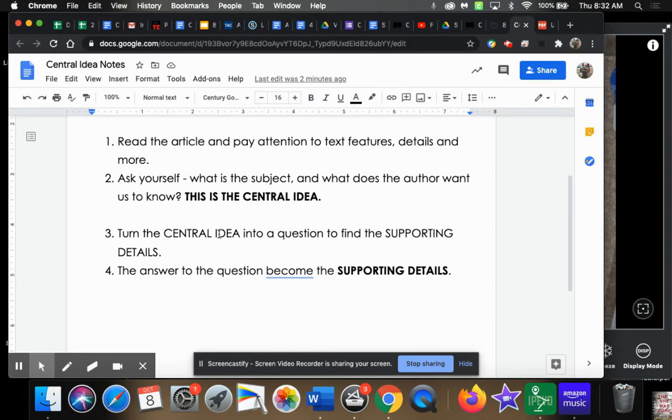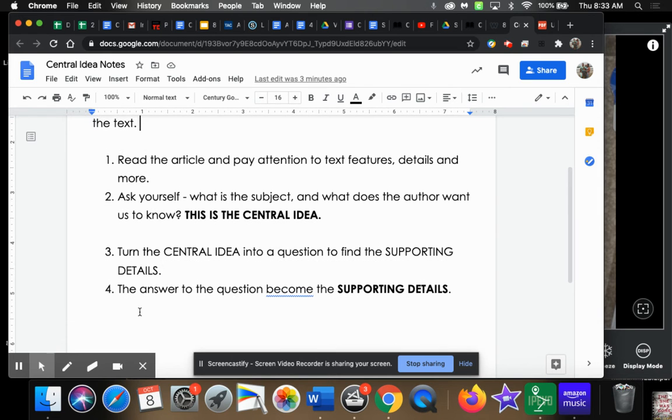After you have the central idea, that's where steps 3 and 4 come into play. You can turn that central idea into a question, okay? How do we know that Lauren had cancer and had a positive attitude? Well, the answers to that question are what become your supporting details. You pull that out of the text, and that supports that she had cancer and she had a positive attitude, or whatever text you're reading and whatever central idea you have. Okay?